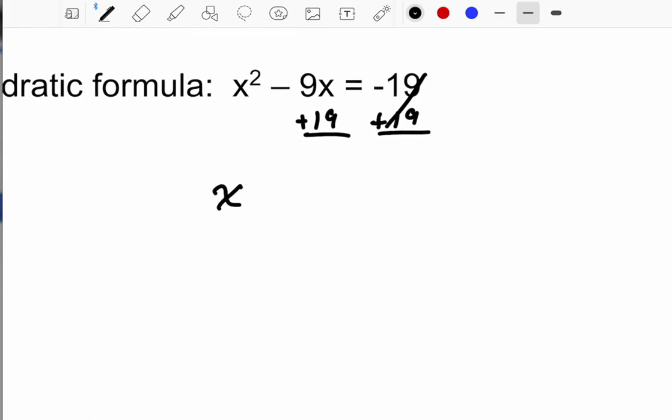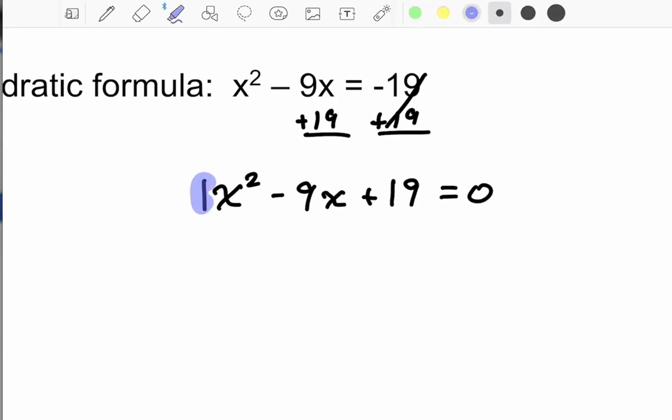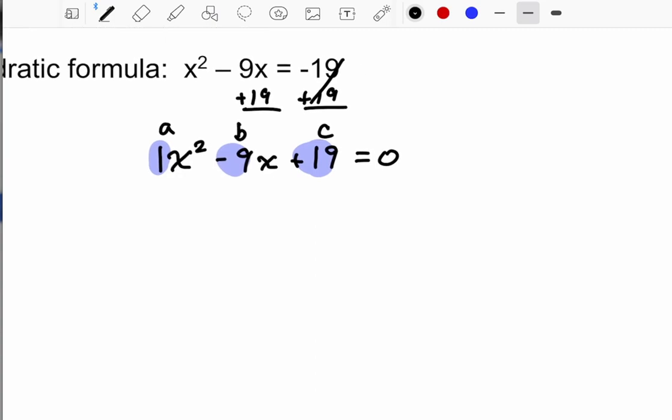That's going to make it x squared minus 9x plus 19 is equal to 0. You should be able to easily identify the A, B, and C values. Leading coefficient, -9, and the 19: A, B, and C. All right, so then we apply the quadratic formula.